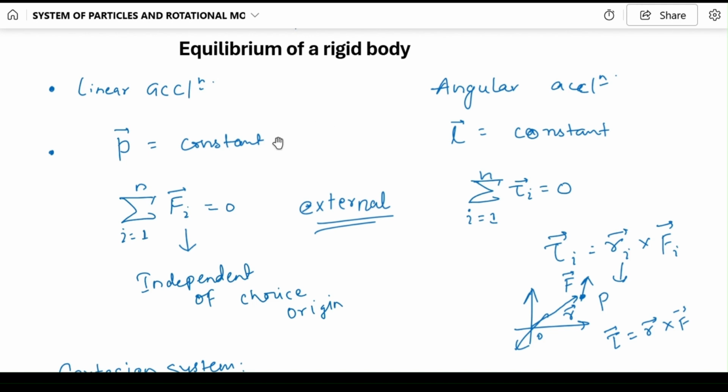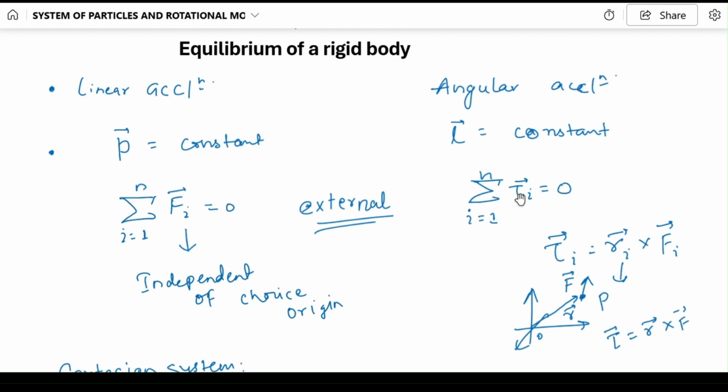And this will happen when net external force acting on the rigid body is zero as well as net external torque is zero. And here we are talking about external because we have discussed that internal forces and torques are not going to give any change in momentum. Okay. So one thing is here, force means the sum of all the forces. If n number of forces are acting on the rigid body, we can write them in short form with this summation sign. So these forces are independent of choice of origin. This is a known fact.